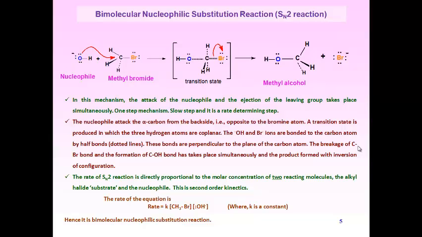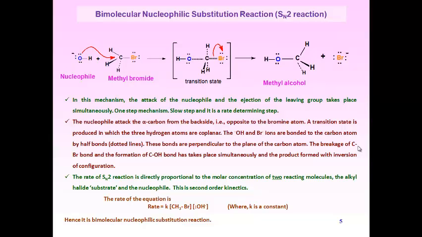The nucleophile attacks the alpha carbon from the backside, that is, opposite to the bromine atom. A transition state is produced in which the three hydrogen atoms are coplanar. The hydroxyl ion and the bromide ion are bonded to the carbon atom by half bonds, shown in dotted lines. These bonds are perpendicular to the plane of the carbon atom. So the breakage of the carbon-bromide bond and the formation of the carbon-hydroxide bond take place simultaneously, and the product is formed with inversion of configuration.